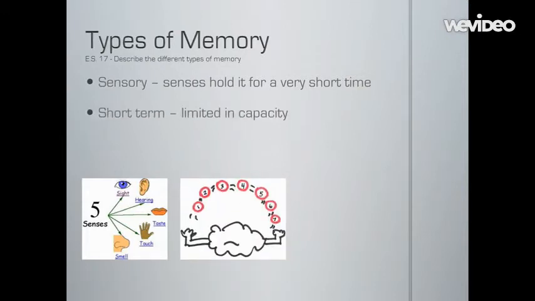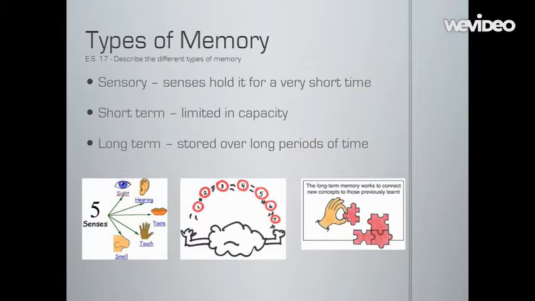Short term, very limited capacity. Generally, it has kind of a limit of 7 items. So if you have to remember a phone number, most of the time you're going to remember that for a short amount of time. The last one being long term. Okay, storing it over a long period of time. You are trying to connect it with something you have already learned or experienced, and generally that's an easier way to store information for a longer amount of time.